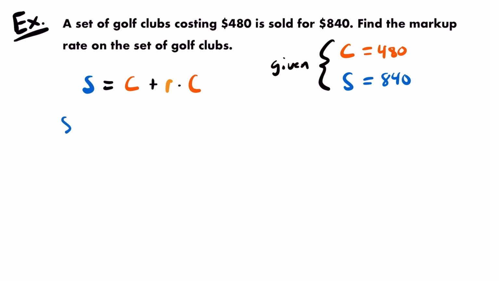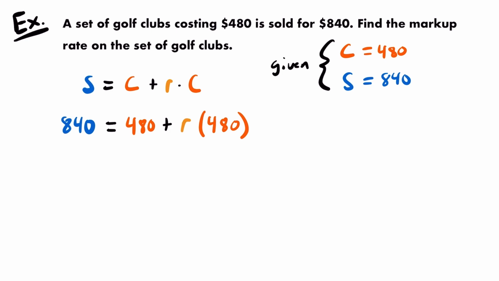Doing that, we will get that the selling price, $840, is equal to the cost of $480 plus the markup rate that we don't know but we want to solve for times the cost of $480. All right, and so now we have an equation with a variable that we want to solve for. So we need to isolate that variable term and then get that variable by itself.